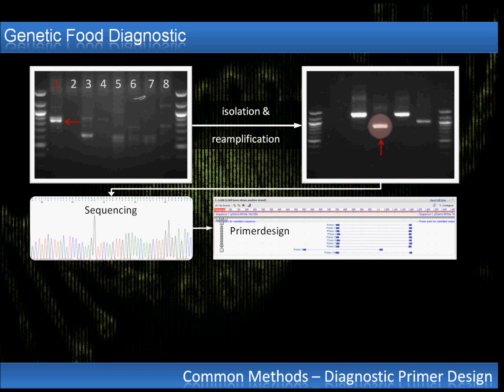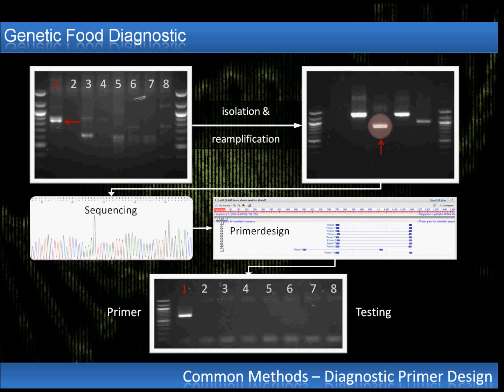It was sequenced, and with the sequence data you can design primers, specific primers hopefully, and if you test them you get such a nice picture where only in the one plant you want to identify a fragment is created and in the others not. So this would be a diagnostic primer to be able to say that in a certain product you have this plant or DNA from the plant in the product.